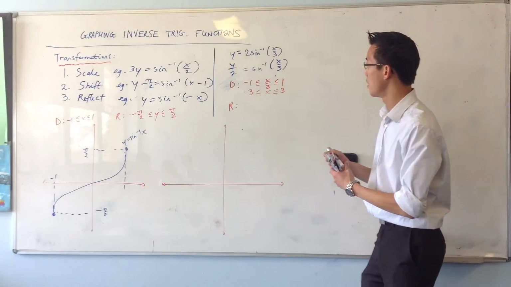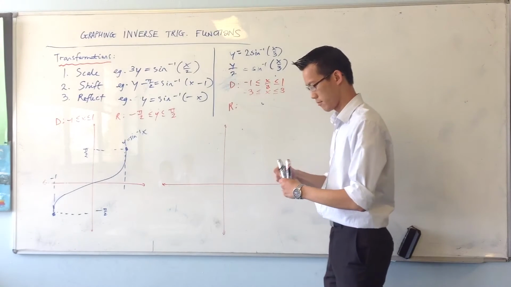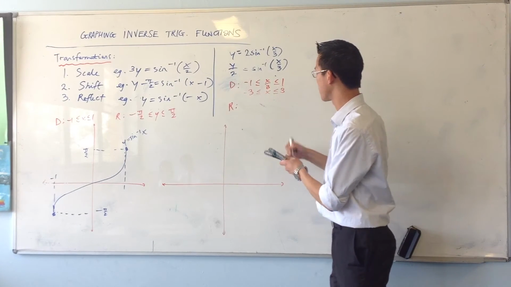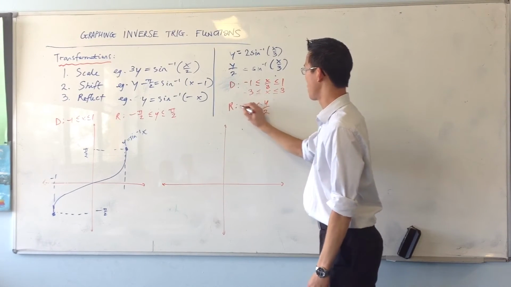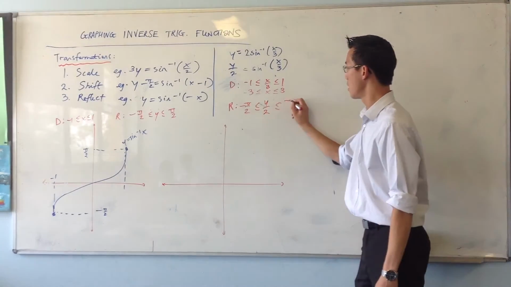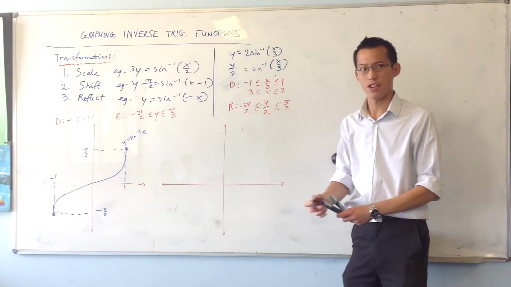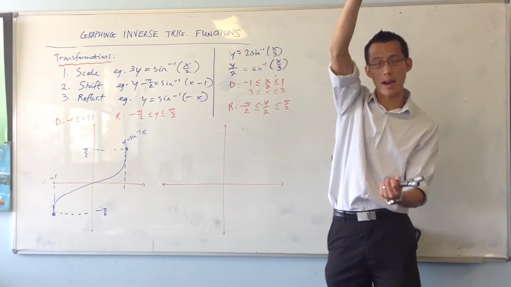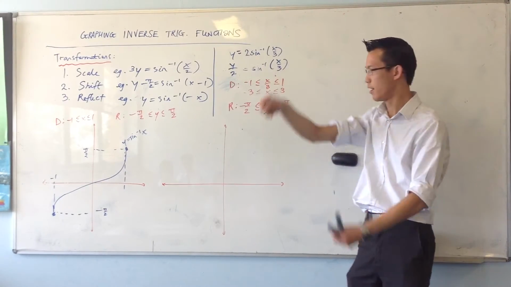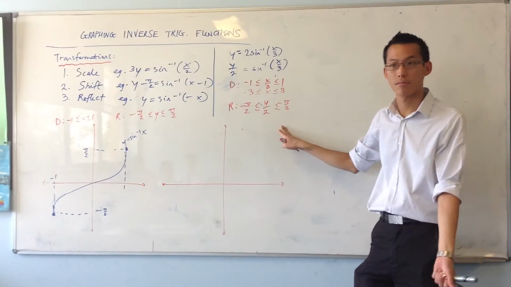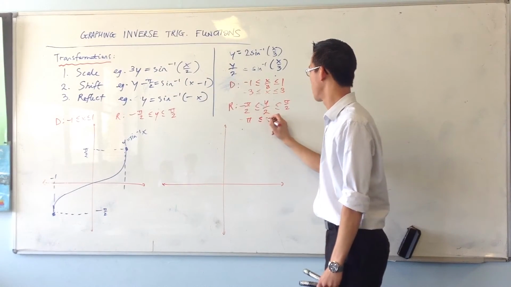So I have y on 2 in the middle, and I'm between minus pi on 2 and pi on 2. So you can see, even if you thought about it before as, okay, now I'm twice as high, that's why you're going from minus pi to pi.